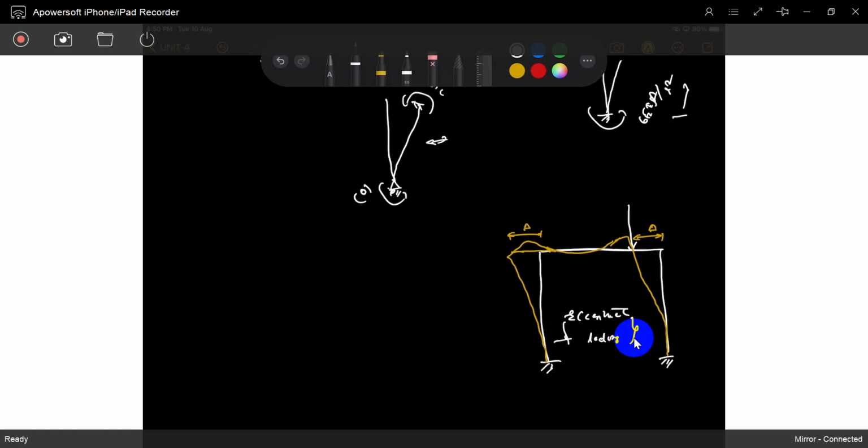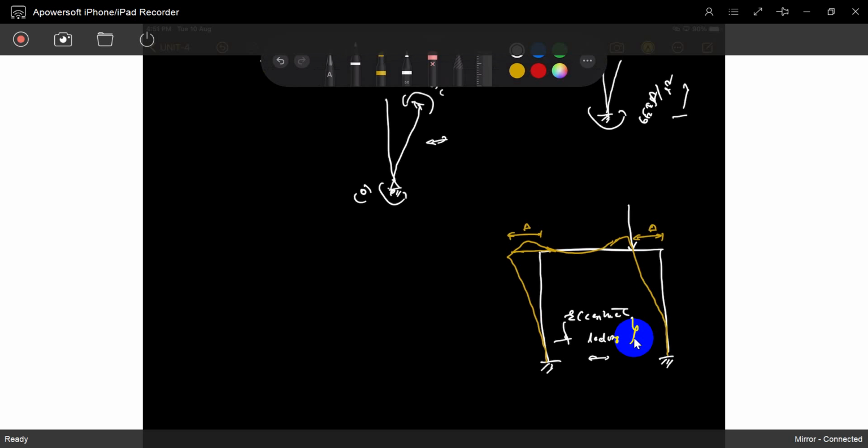Otherwise, just take the nearest instrument, take that frame and apply eccentric loading. Just observe which side is tilting. You can easily guess it. So this is eccentric loading. Which side is tilting? You can guess it.